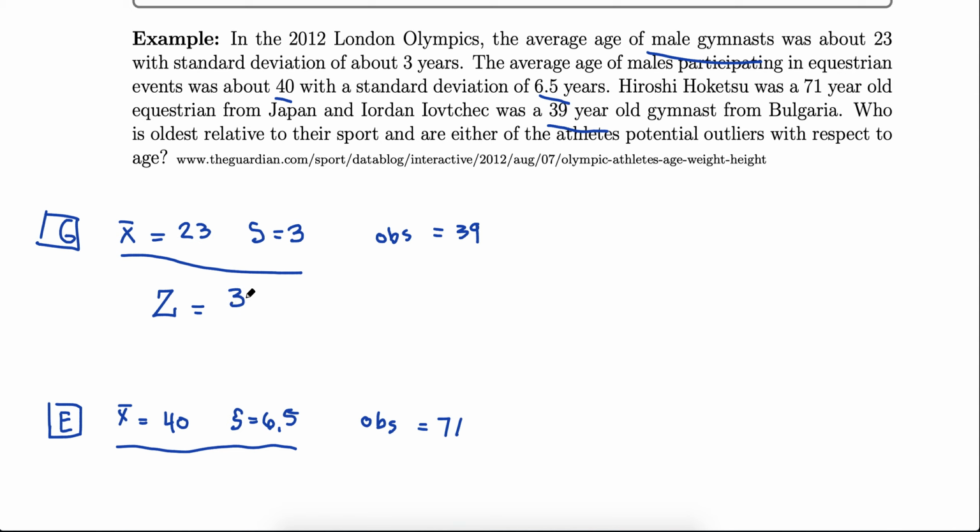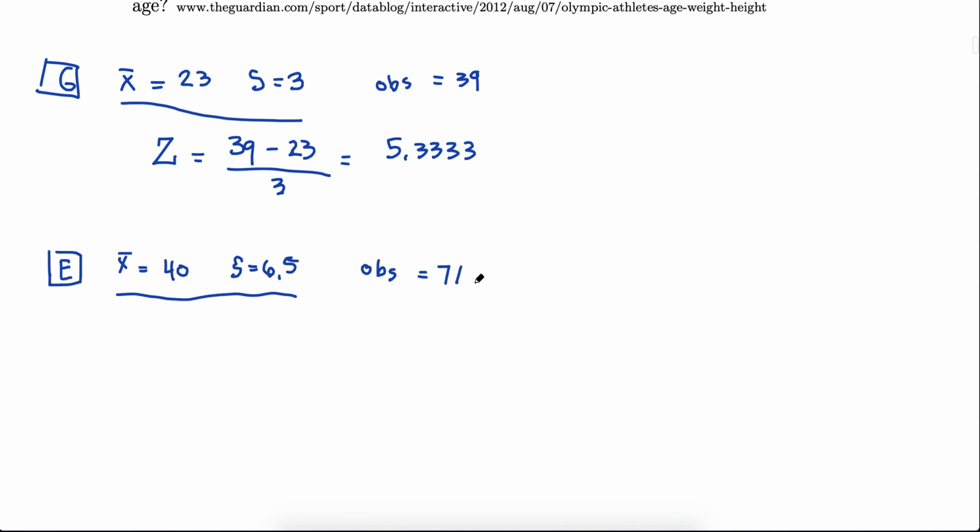So our z-score for the gymnast, his observation is 39, minus the average for gymnasts 23, over our standard deviation of 3. Again, the numerator, the order you put that in is very important. If you work that out, you should get 5.3 repeating. I'll just round it to 4 decimals as we're getting in the habit of doing here.